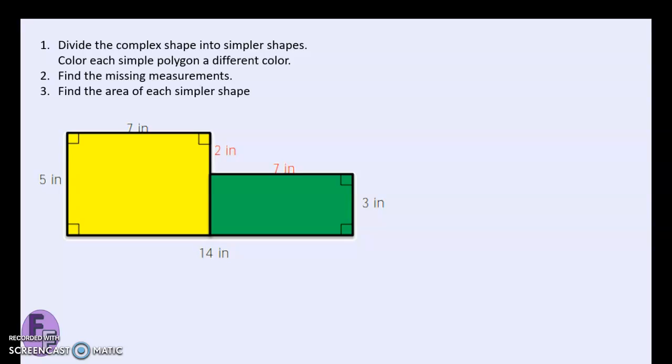Same thing for the length of the sides. The yellow one has a length of 5. Well, that piece of the yellow and the green combined give you a total of 5. So 5 minus 3 gives us that missing piece of 2.